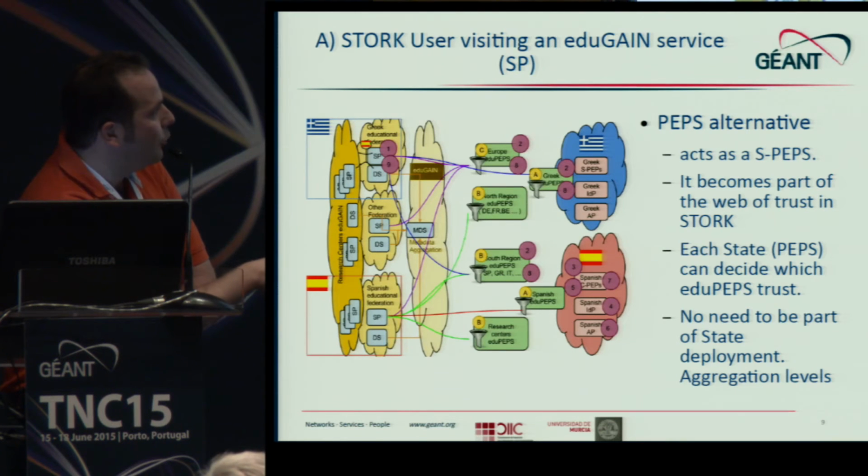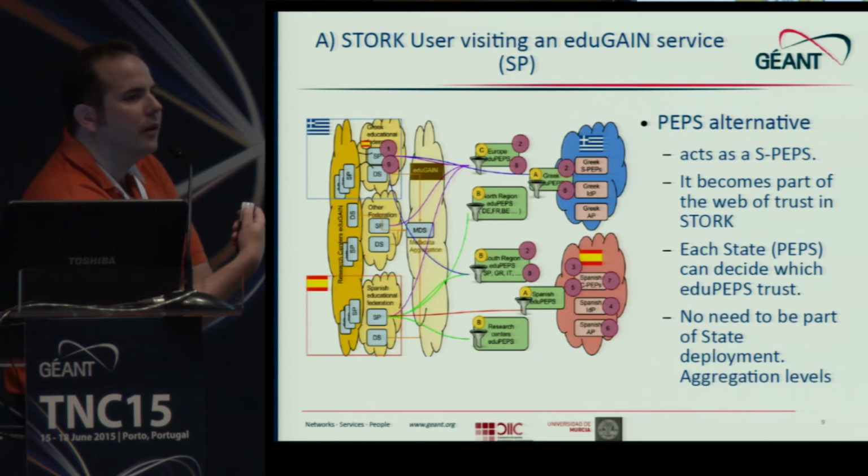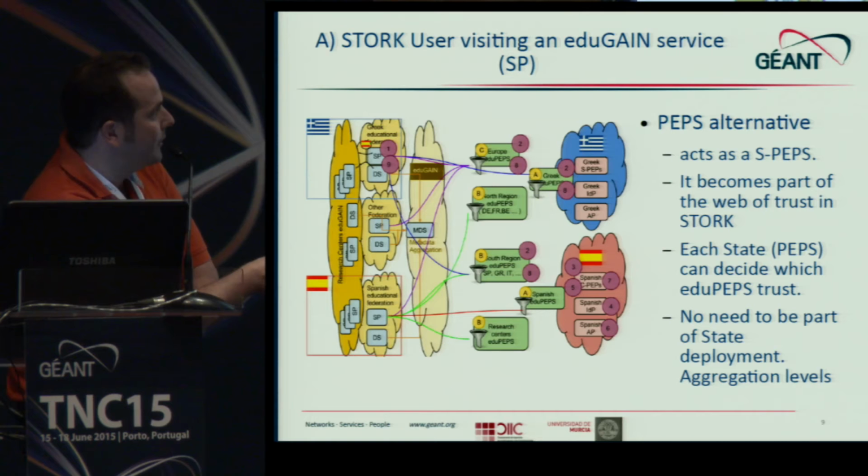After that, you go to the eduPEPs. Because of how Stork works, you have to ask for the user's country. So here we would ask this user, where do you come from? Or where do you want to go to get your attributes? After that, we could go to the Spanish CPEPs, because we are acting as an SPEPs. Once we know the country, we go directly to the country, and then we have the identification and the attribute recovery as I have explained before.